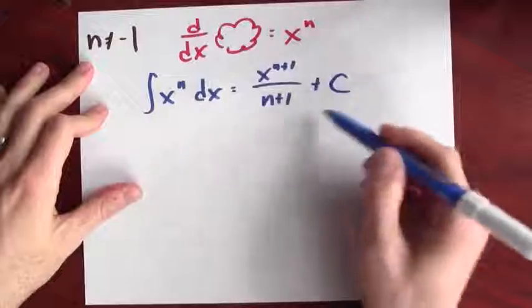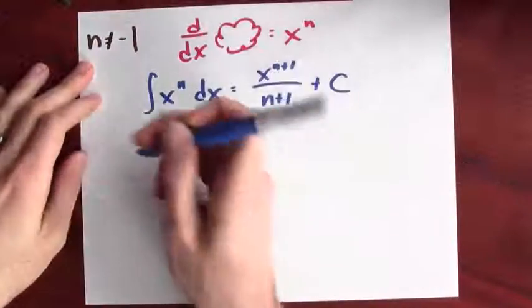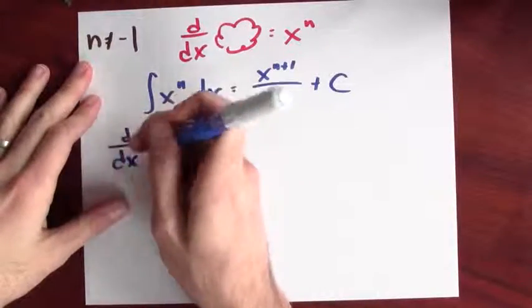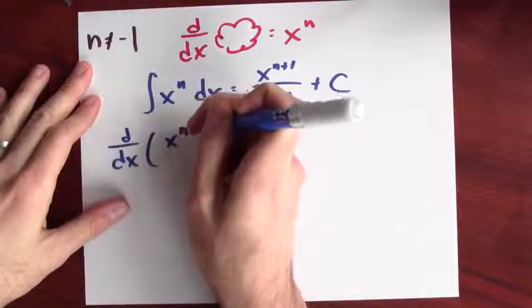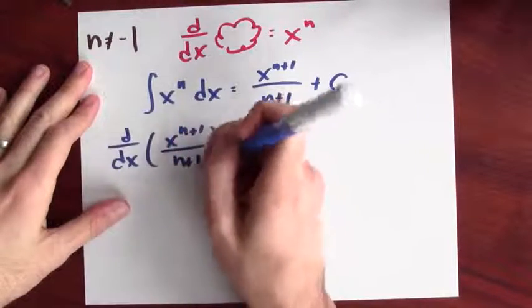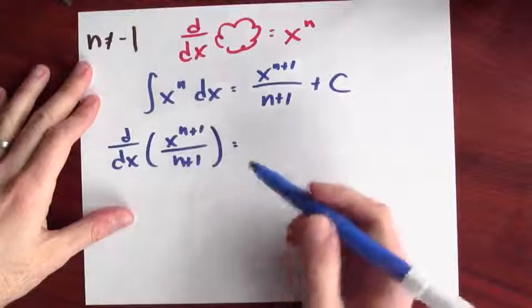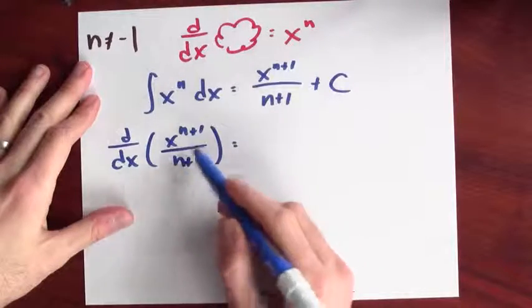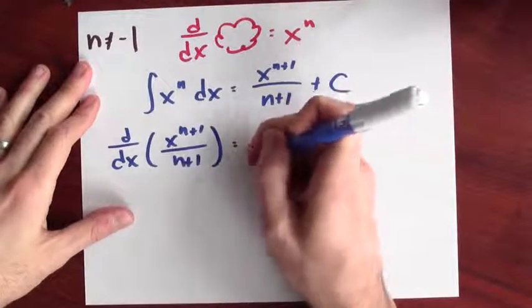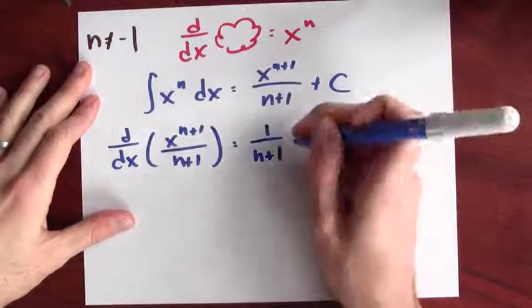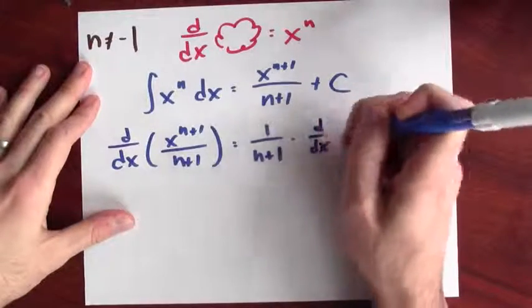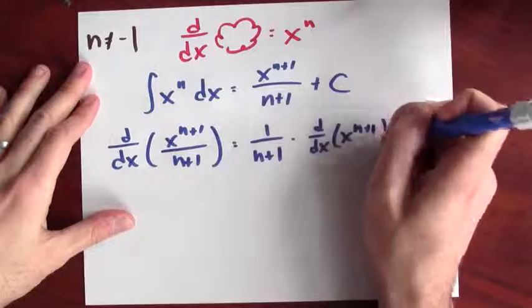Now, how do I know that this is the antiderivative of x to the n? Well, all I've got to do is differentiate. Right? I'll differentiate x to the n plus 1 over n plus 1. And I'll do that with the power rule and the constant multiple rule. This constant multiple just comes on out of this differentiation. So I've got 1 over n plus 1 times the derivative of x to the n plus 1.